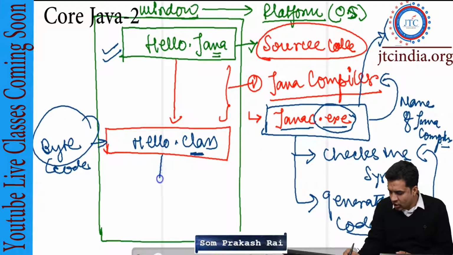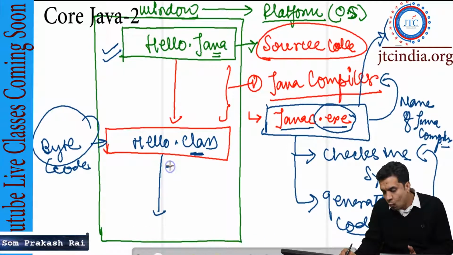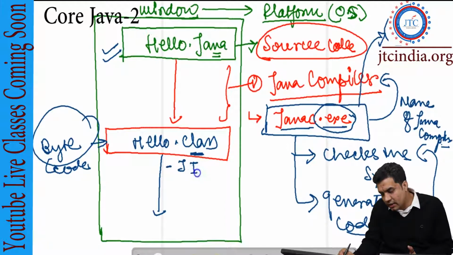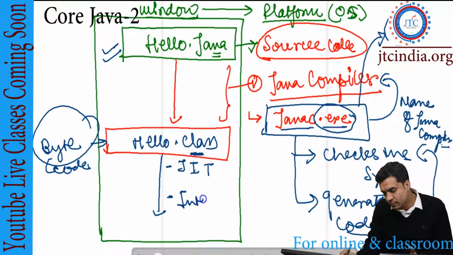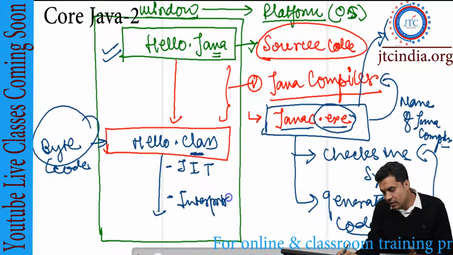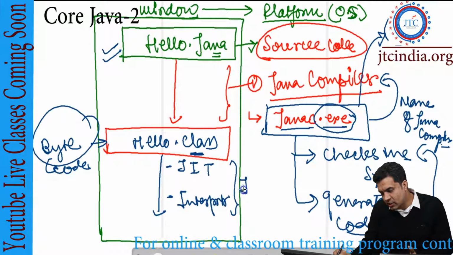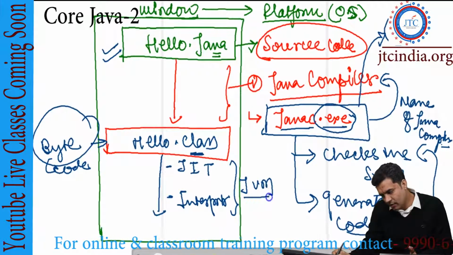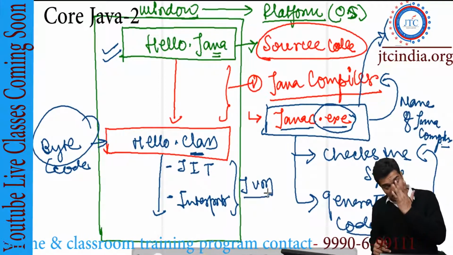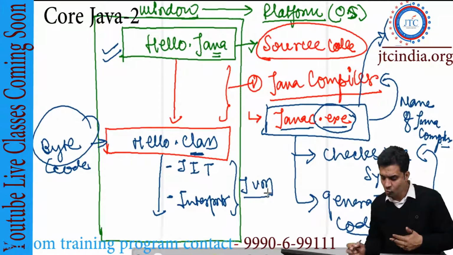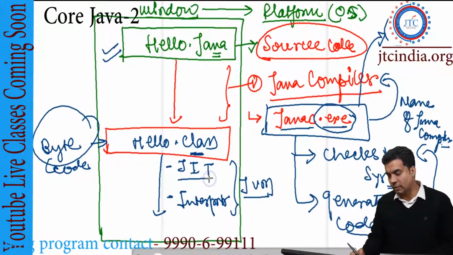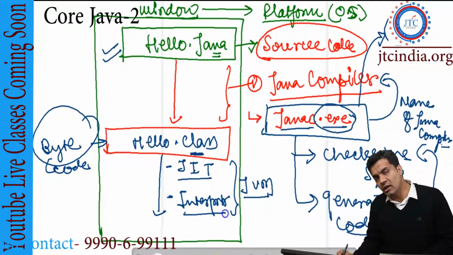Here again, two terminologies. The first one, I'm writing here, is the JIT compiler, and the second one is the interpreter which comes with the JVM. I'm explaining this now. Once it is a JIT compiler, and the second one is the interpreter.